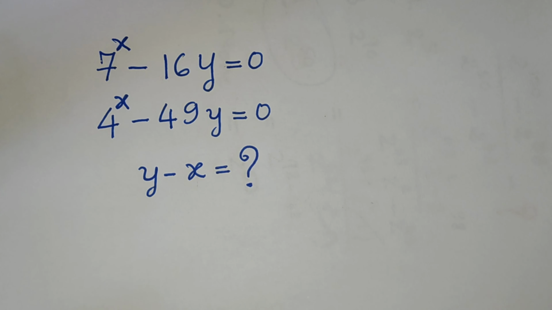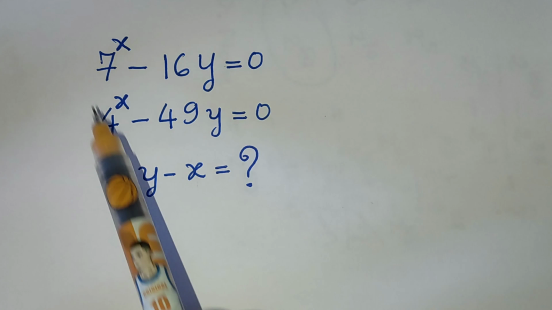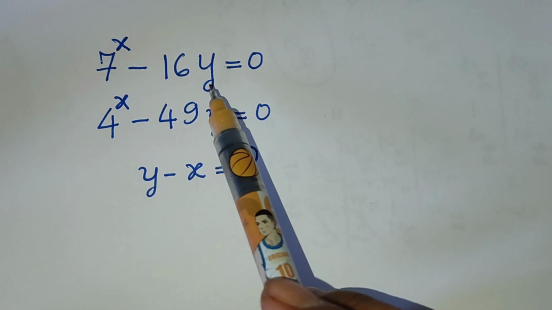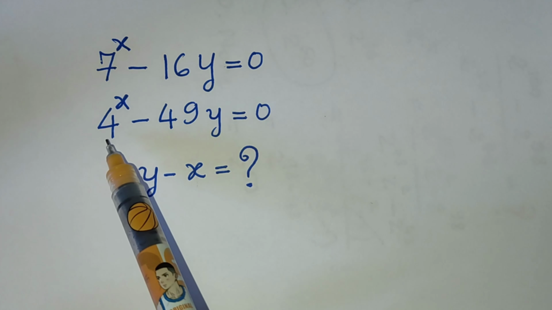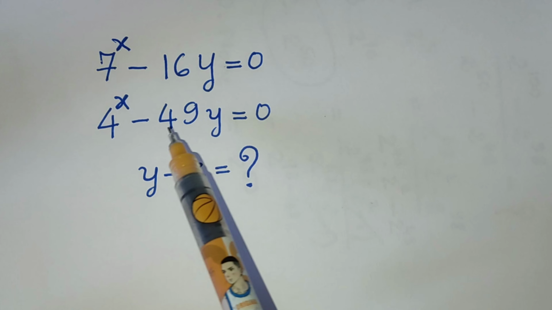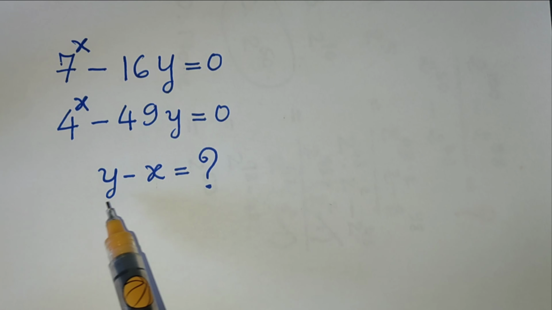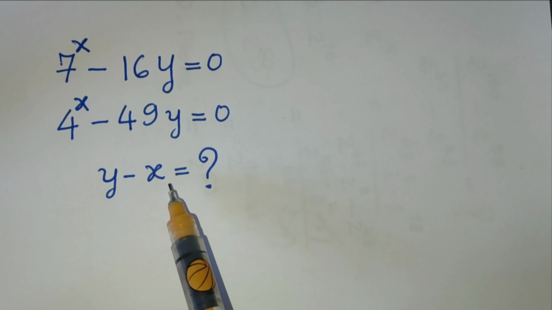In this video, we are showing you how to solve the system of equations: 7^x minus 16y equals 0 and 4^x minus 49y equals 0. Find the value of y minus x.